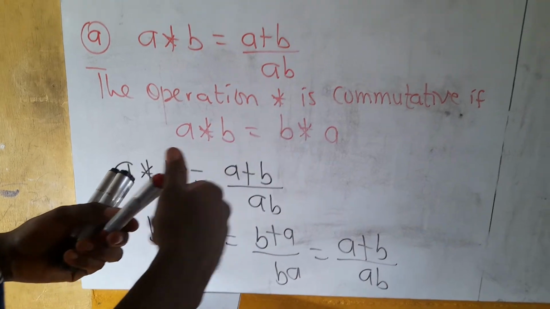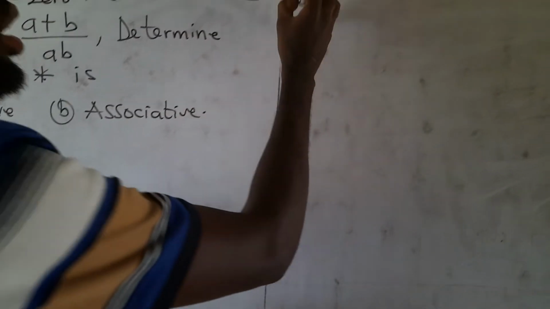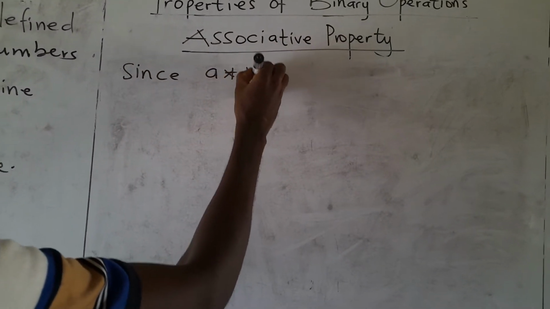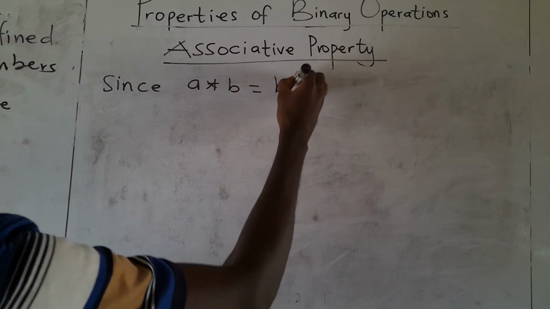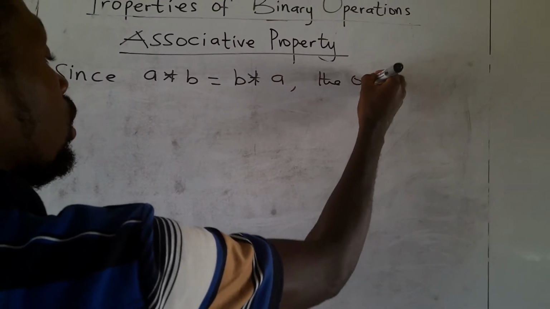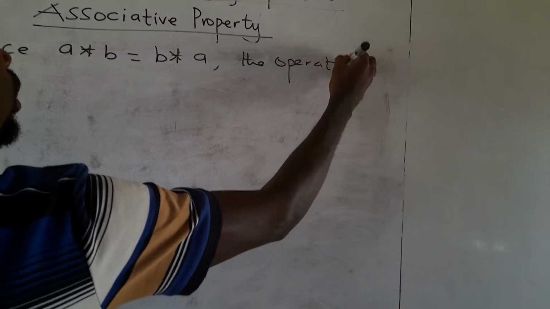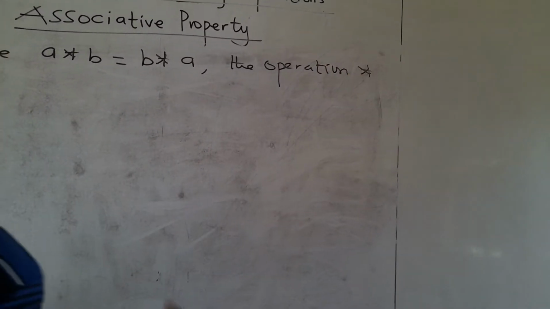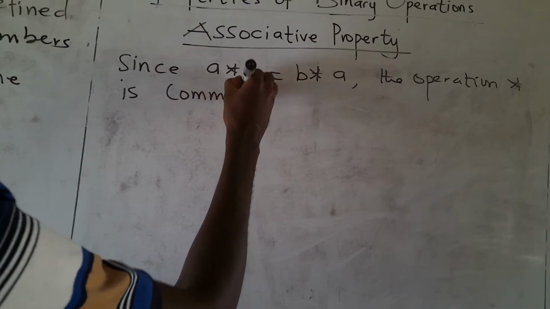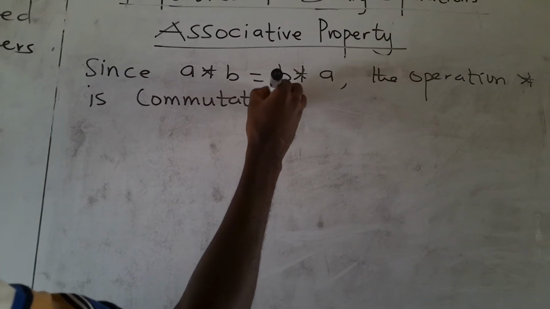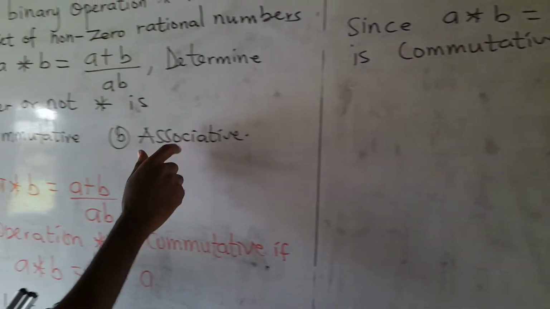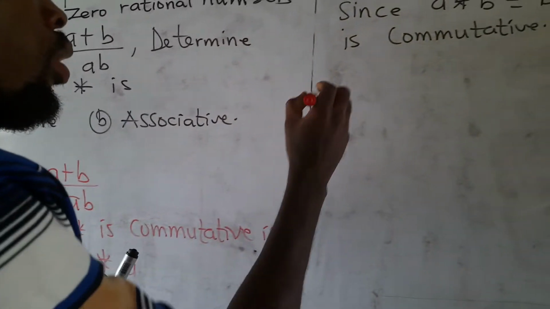So we say that since A star B is the same as B star A, the operation star is commutative. Now let's look at the second one. That's the associative property.